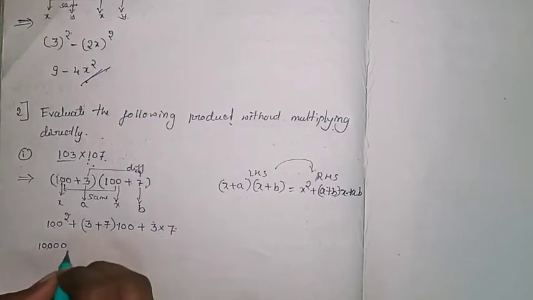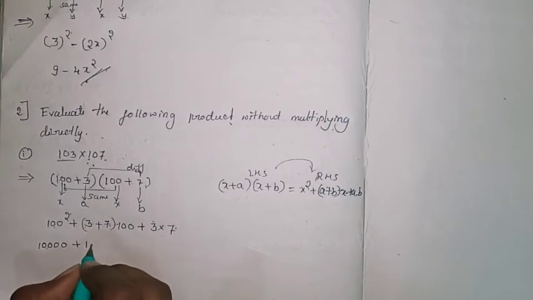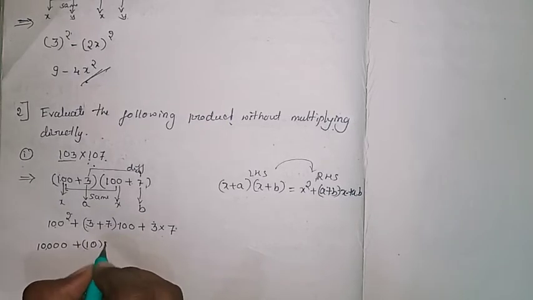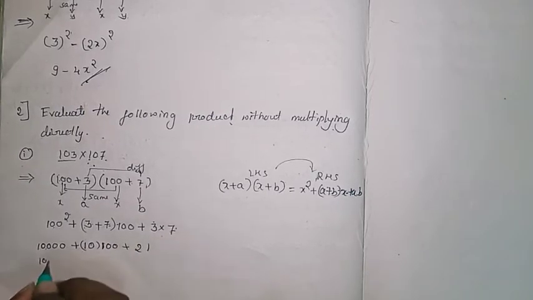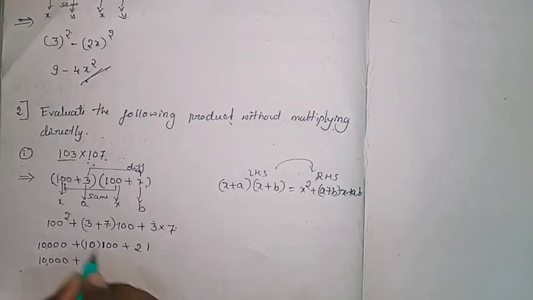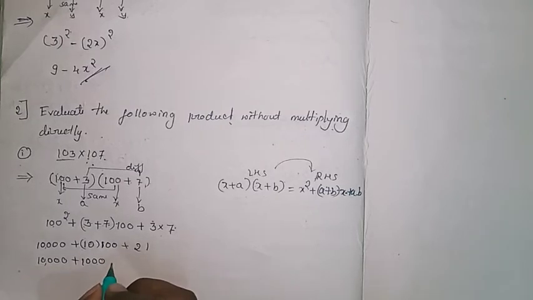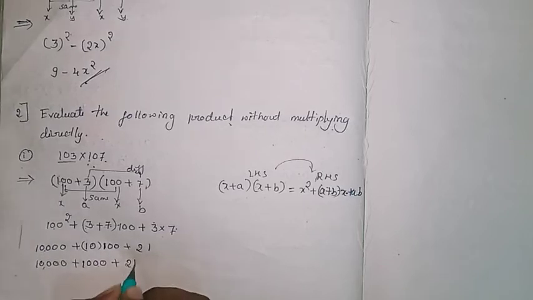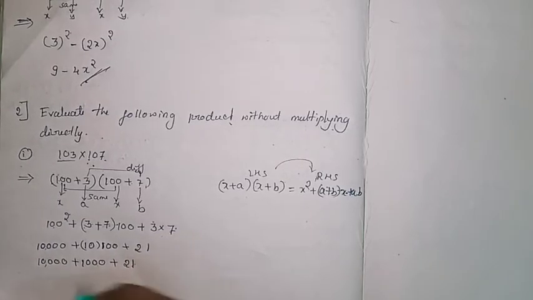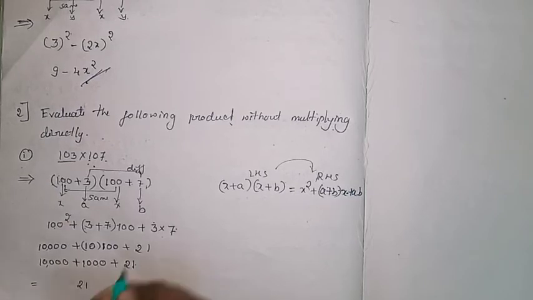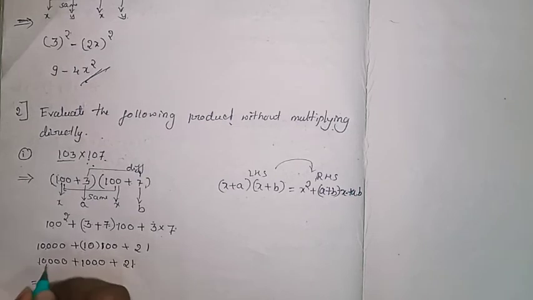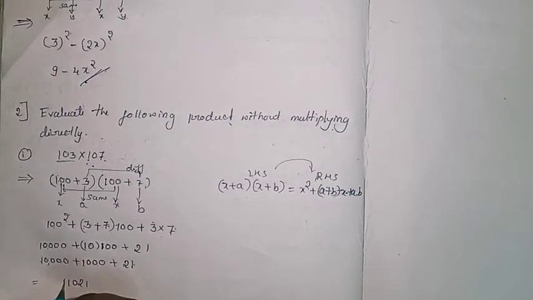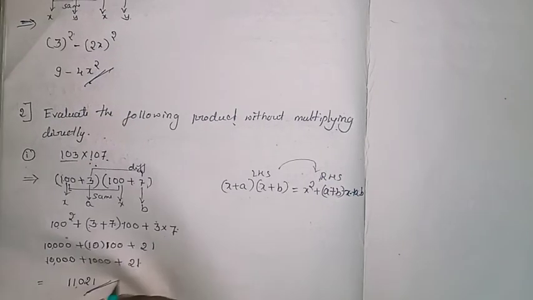Okay, now it is 10,000 plus (7 plus 3), that is 10, into 100. I will write the bracket, plus 7 3s are 21. So 10,000 plus 10 into 100, which is 1000, plus 21. Now you have to add the terms. So 11,021 is our required answer.